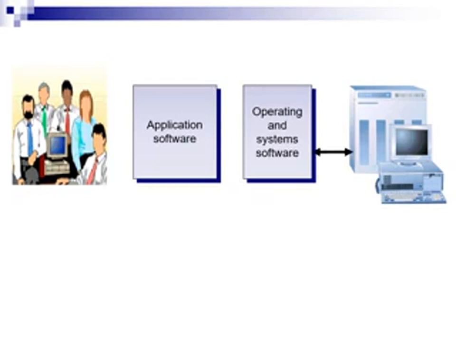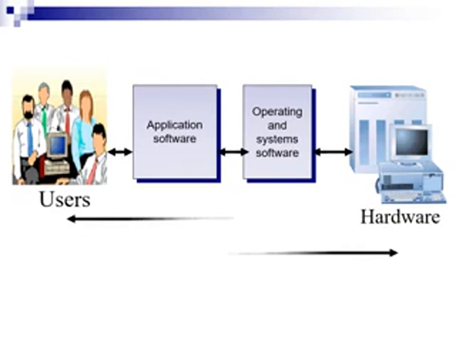When you switch on your computer, the operating system loads and it allows you now to access your application software and start using them. In other words, the hardware is there and the user is here. Between there, you have the application software and the operating system. For you to get to the hardware, you need to go through the operating system and then you access your application software.